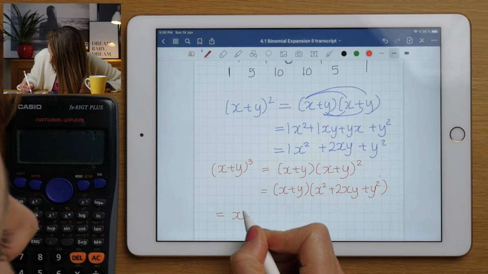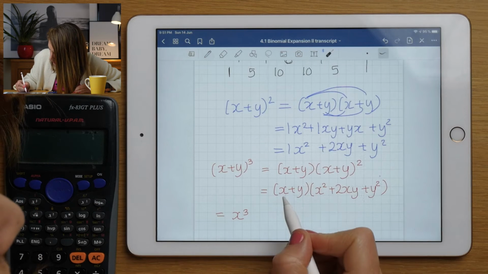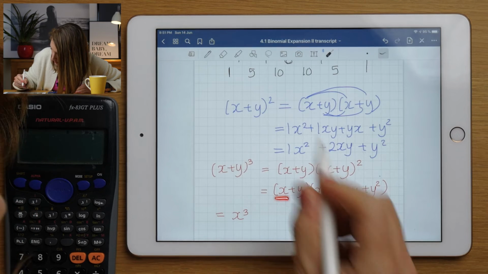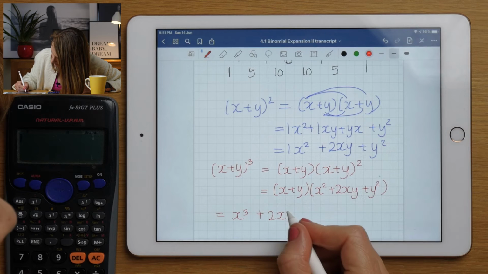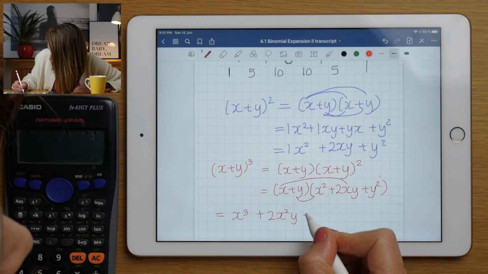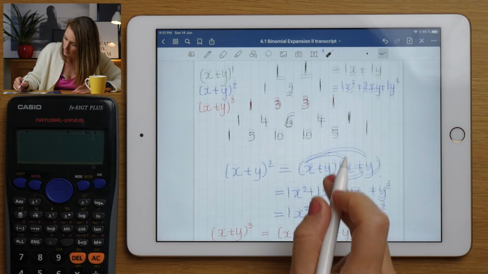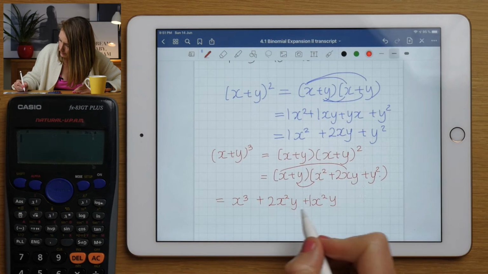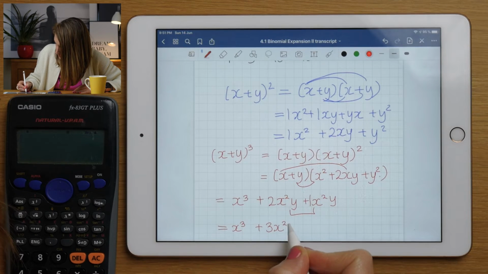So that's x cubed. Okay, now I need to think about which ones would give me x squared. Well, x times 2xy would be 2x squared y, and this one also, so there would be 2 together. So now I'd be adding 2 and 1, which is how we got the 3. Similarly, to do the next one, those two would go together to be 3x squared y.